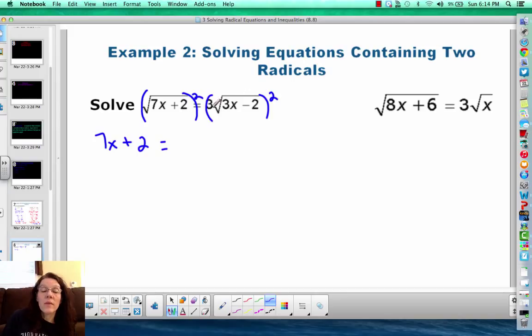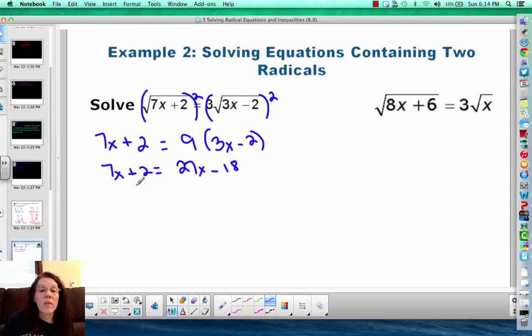Now, the 3 gets squared. What is 3 squared? It's 9. Squaring a square root gives us what's under the radical, 3x minus 2. Okay? We need to make sure we distribute that 9 through just like we normally would. So we have 7x plus 2 equals 27x minus 18.